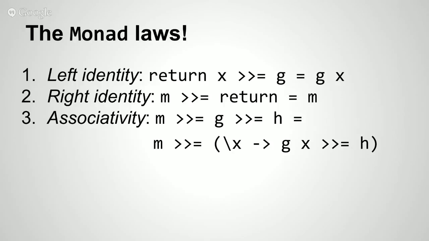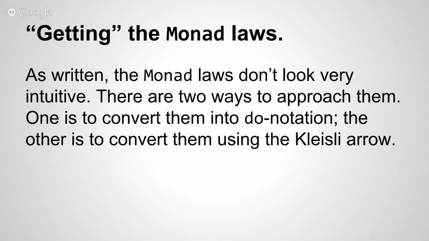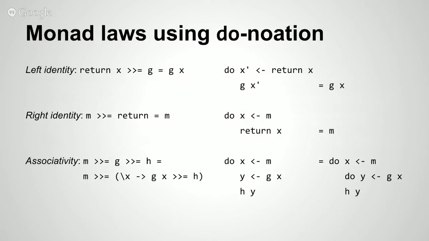I didn't understand them either when they were presented that way. So there are two ways to approach these monad laws and to get a sense of what they really mean and what they're telling us about monads. The first is to convert into do notation, and that'll tell us, as an imperative execution context, what they mean. And the more rigorous one, which I actually prefer, uses what's called the Kleisli arrow, which isn't as scary as it sounds.